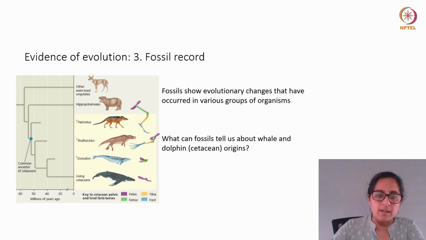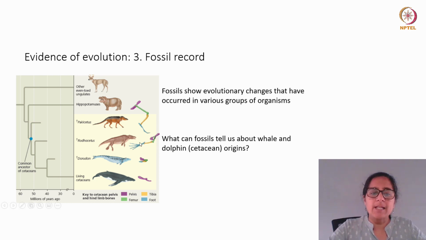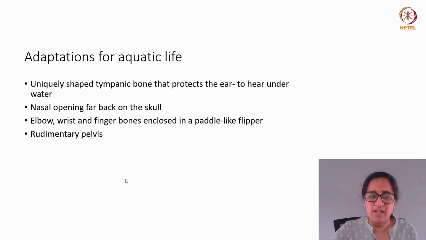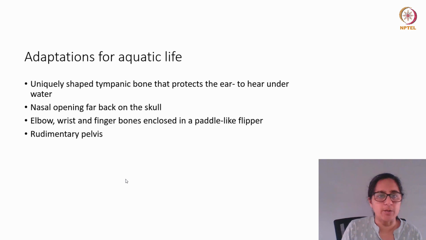So you can see that here, all the parts are not as elaborate as they are in other ungulates, but everything is enclosed in the flipper. And the flipper, of course, helps in swimming, right? And it has a reduced pelvic bone because it's no longer required for walking, or it has a rudimentary pelvis. Whales no longer walk but swim, so they have a reduced pelvis.